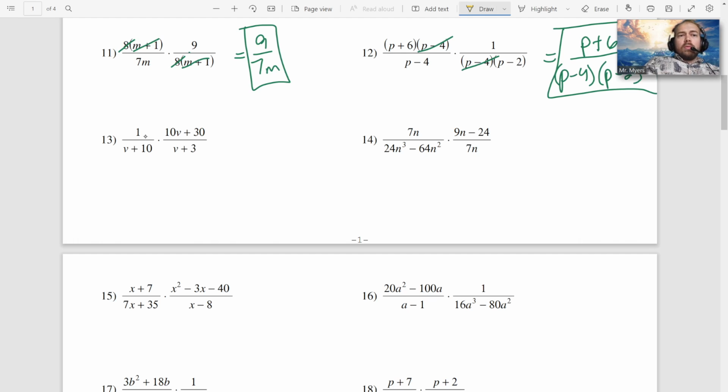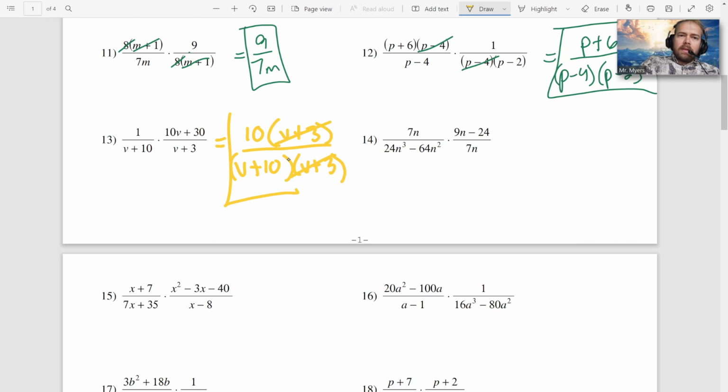Okay. Now we're getting to where we have to actually try to factor out stuff from our binomials and trinomials. So if we do that, then this one would be 10. If I factor out 10, I would have v plus 3 left over. And then on the bottom, I'm going to have v plus n, v plus 3. That marker's a little bit too thick. I'll change it on the 14th one. Those cancel. And so that's your answer right there, 10 over v plus 10.